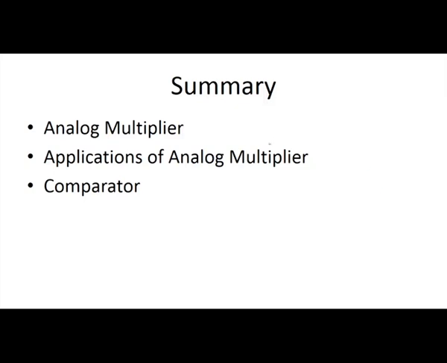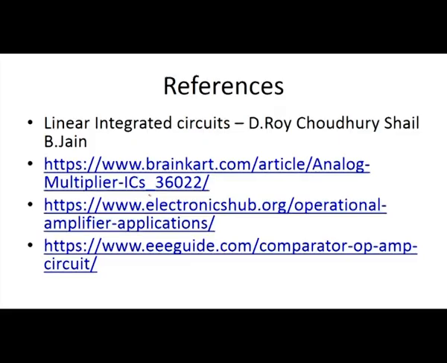In this session, we have seen the analog multiplier and some of its applications such as frequency doubler, voltage divider and voltage squarer. And one of the circuits in open loop configuration of the operational amplifier, the comparator, in which there are two types, inverting comparator and non-inverting comparator, we have seen with their input output waveforms.